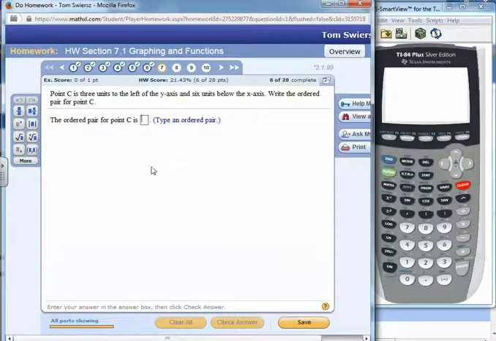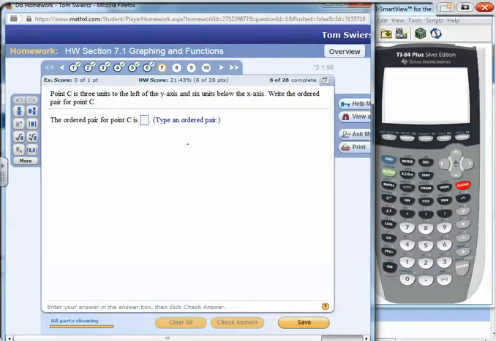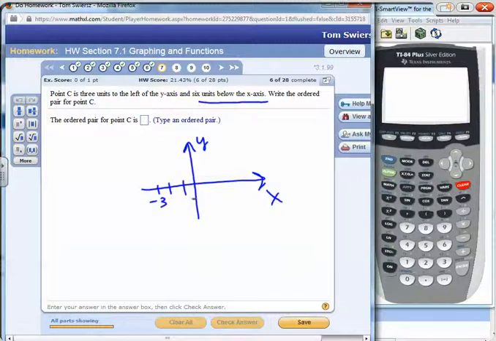Point C is 3 units to the left of the y-axis and 6 units below the x-axis. So if we just sketch it, here's our y and x. If it's 3 units to the left of the y-axis, so it's 1, 2, 3, it'd be at -3 here, right? 6 units below the x, so 1, 2, 3, 4, 5, 6. So left 3, down 6.